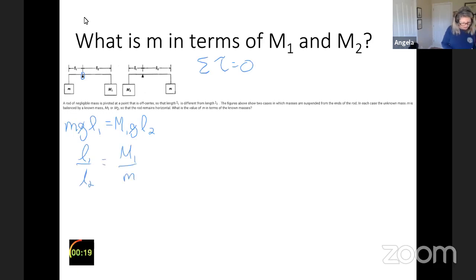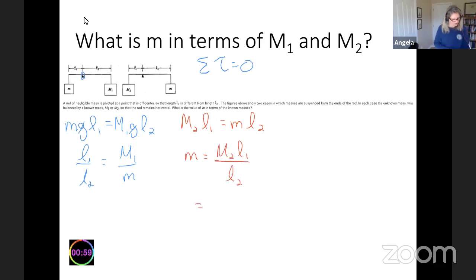Okay, now let's look at the right-hand situation. Same thing, basically: the system's in equilibrium, so the counterclockwise and the clockwise torques have to balance. So you would do M2 L1 equals M L2. So little m would be M2 L1 over L2. But L1 over L2 is M1 over M, right? If you solve for M, you get the square root of M1 M2.